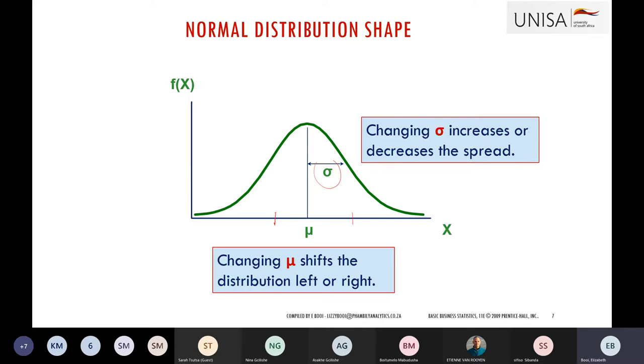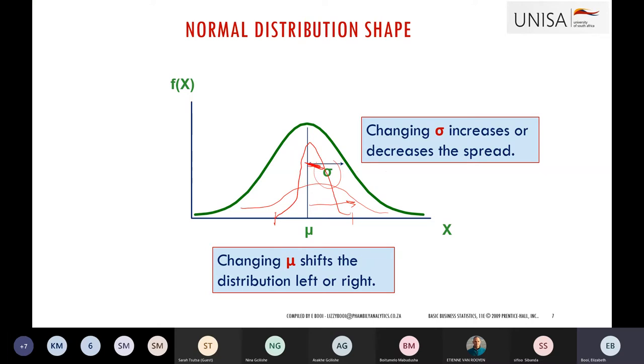So when you change the value of your standard deviation, it will either increase the spread, and when it increases the spread, it means the values of your x will be far away from the mean, then your curve will be flat. But when the standard deviation decreases, it means the curve becomes closer to the mean, then it becomes narrow. So it will be like that.